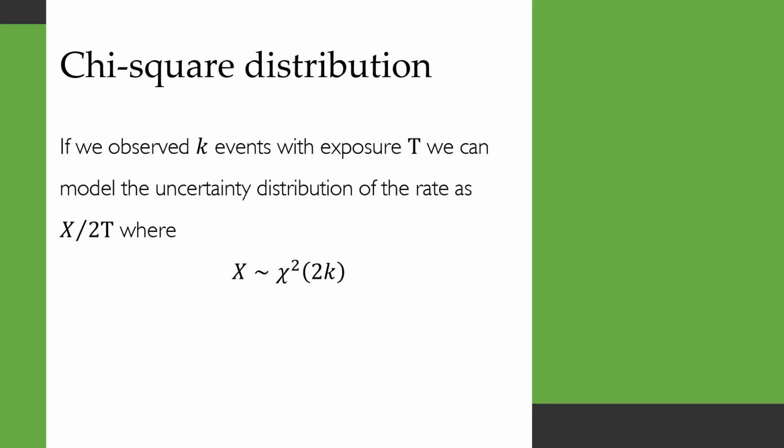As I mentioned, the chi-square distribution is useful for modeling rates. So if you imagine that you had your data, which was k events took place over a total exposure of t, then you can model the uncertainty distribution of the rate as x divided by 2t, where x is chi-squared distributed with 2k degrees of freedom.